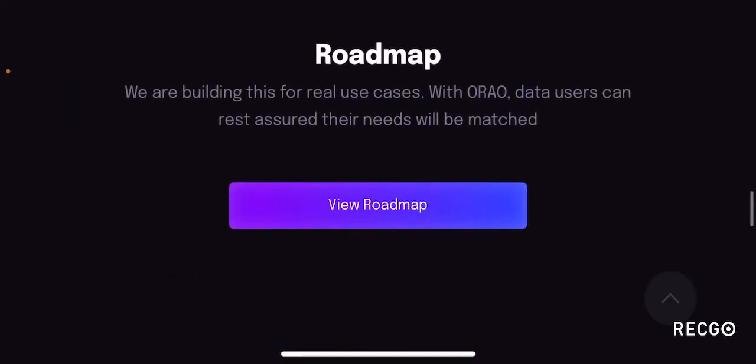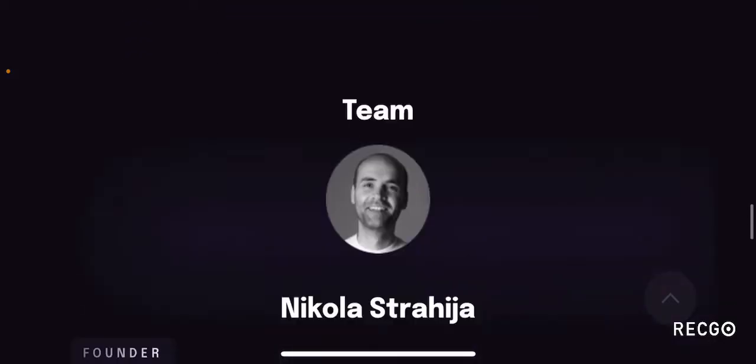If you take the roadmap, again, I recommend you guys to check out the roadmap. We are building this for real use cases. With ORAO, data users can rest assured their needs will be matched. So we'll have a look at their roadmap pretty shortly.